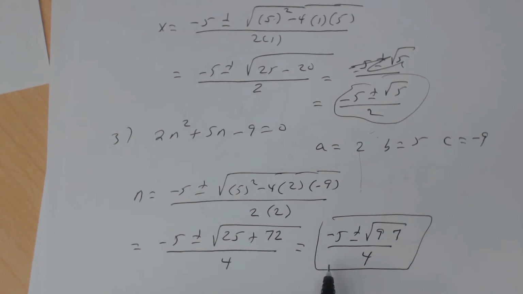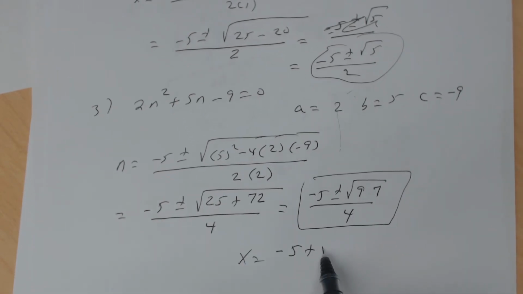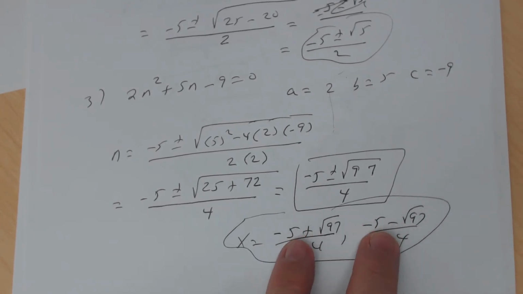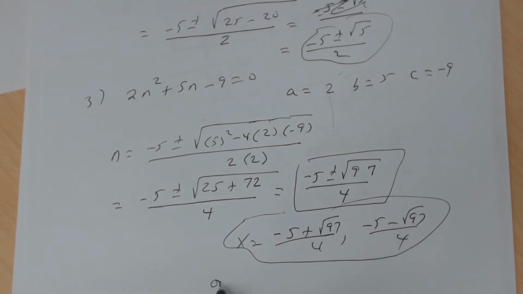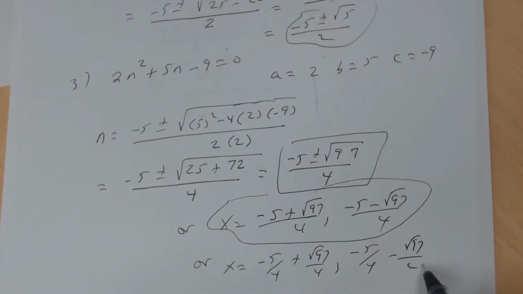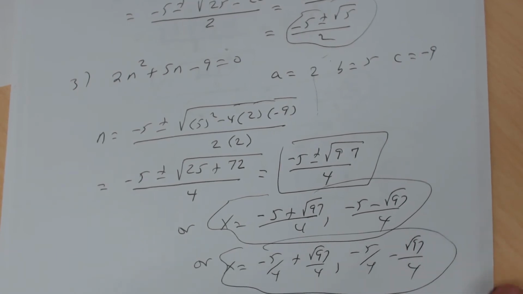Now again, there are different ways of writing the answer. You can write it as two separate solutions like this. Negative 5 plus the square root of 97 over 4. Negative 5 minus the square root of 97 over 4. Alright, so that's another way of writing it. Now in my math lab, they're probably going to want you to separate the solutions like this. Or you could have rewritten it as two separate fractions. So you could have said x equals negative 5/4 plus the square root of 97 over 4, comma, negative 5/4 minus the square root of 97 over 4. Again, any of these is correct.